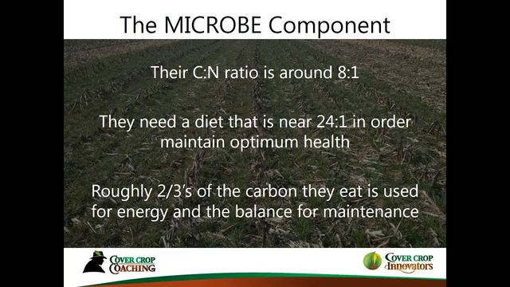Roughly 2/3 of the carbon they eat is used for energy, and the balance is used for maintenance. So this is just some background information, again, to help us understand how we can manage our carbon to nitrogen ratio in choosing the cover crops we use in the context of the cash crops we use as well. So our goal now as farmers is that we can try to manage, and I'm using that word very clearly here, to supply the ideal carbon to nitrogen ratio of 24:1. Since we know that our microbes, that's what they like.